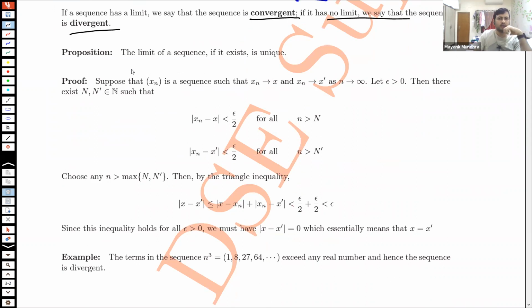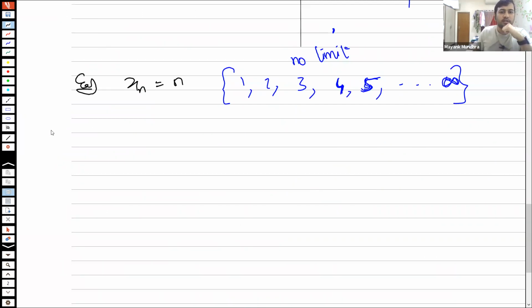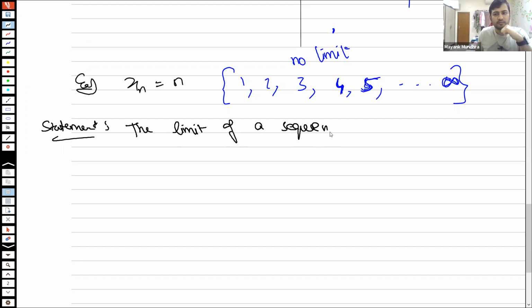So the next proposition, I'm not going to do the proof of this, although I've given the proof using the triangular inequality. I'm going to give you a graphical interpretation of why it's true. Okay, so we say that the limit of a sequence, if it exists, is unique. So the statement is that the limit of a sequence, if it exists, is unique.